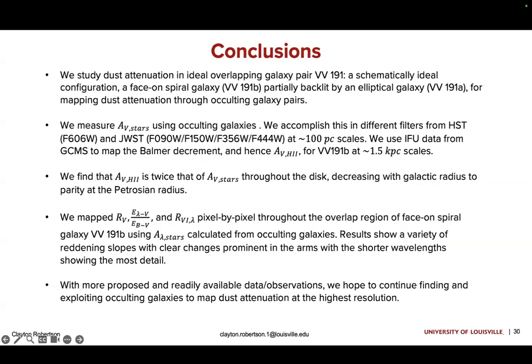All right, I'll give a short conclusion here. I'm going to leave this up, but essentially these are all the points that I made earlier in this talk: using the occulting galaxy method to derive attenuation using occulting galaxy pairs, and comparing to attenuation from the Balmer decrement, along with mapping out reddening slopes pixel by pixel using multiple different filters of the occulting galaxy attenuations to get RV maps at the smallest scales and highest resolution.